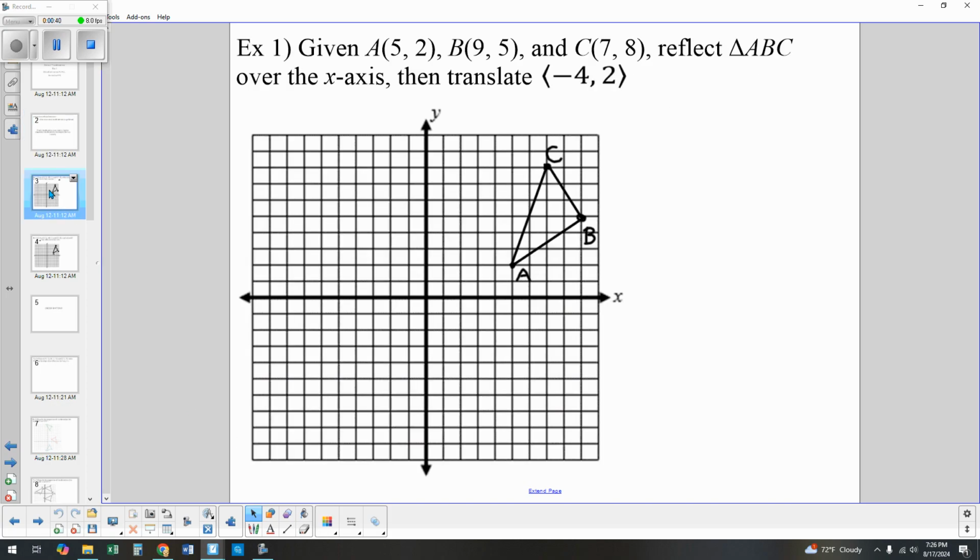So for our first one, we are going to reflect the triangle over the x-axis, and then we're going to translate it by the vector -4, 2. What I like to do is set up a little table to organize my information. So I know that A was 5, 2, B was 9, 5, and C was 7, 8.